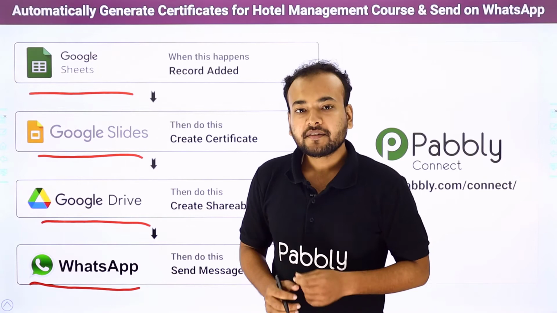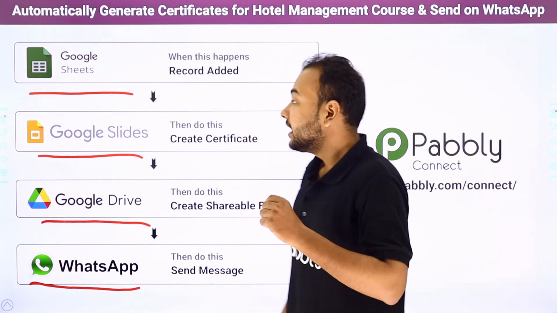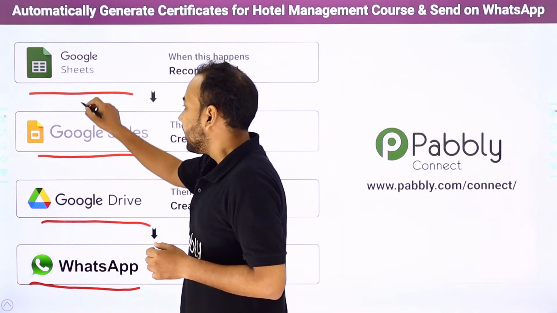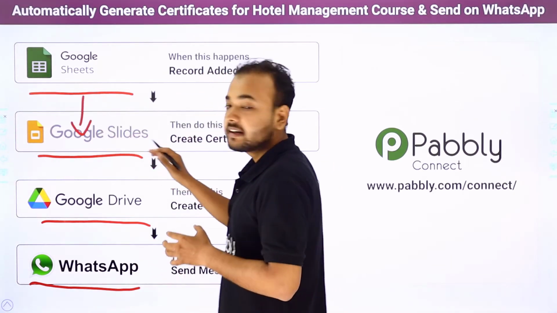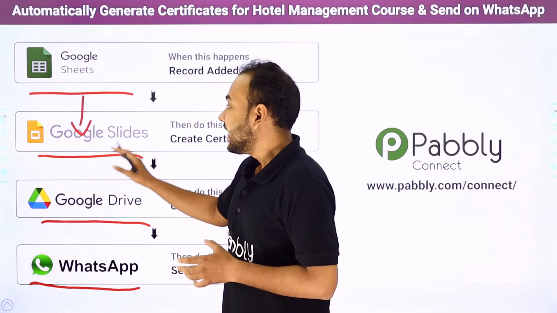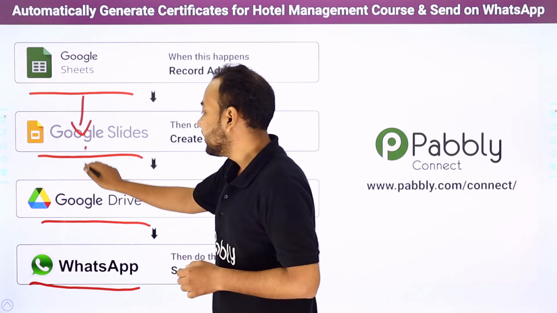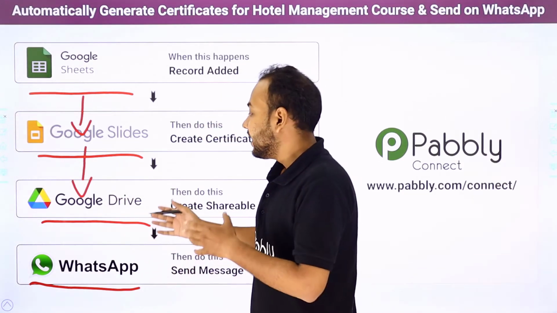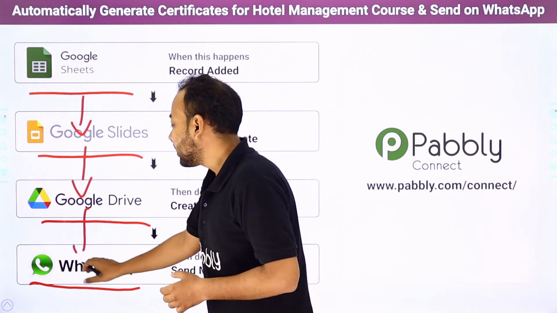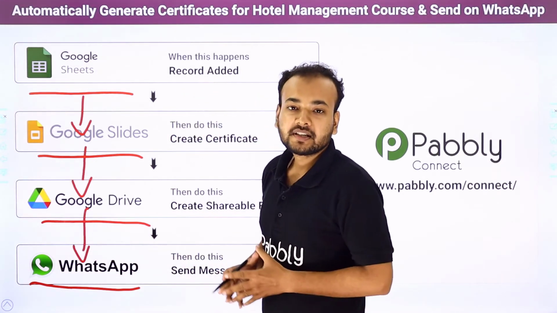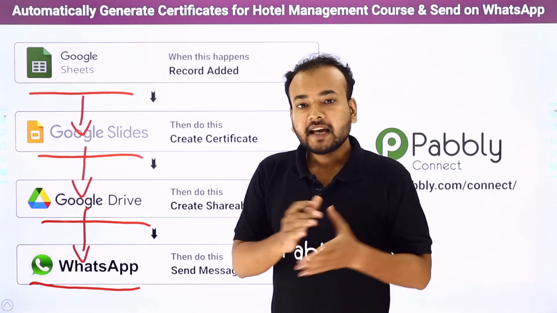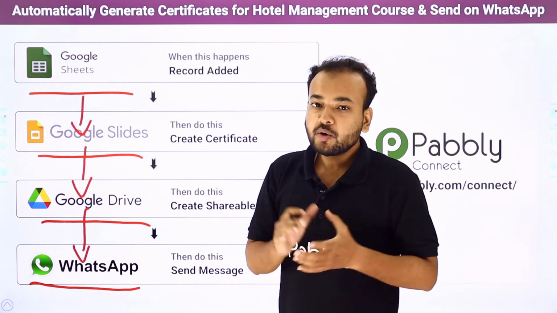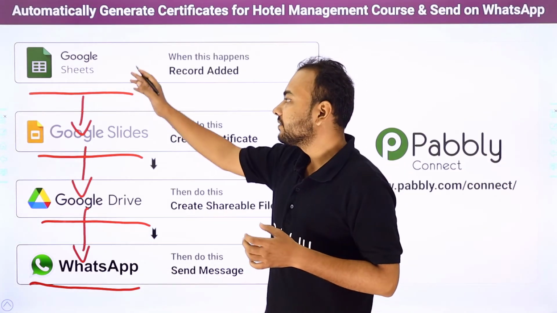So guys, we have a better way for you. What if I tell you that according to the data of your students that you have in your Google Sheet, a certificate gets automatically generated by Google Slides, and then the same certificate gets saved in Google Drive, and the shareable link gets automatically generated and delivered to the WhatsApp account of the student as a new message. Yes guys, this can happen, and this can be done by connecting all these applications. But the issue is there is no direct connection or linkage between all these four applications.